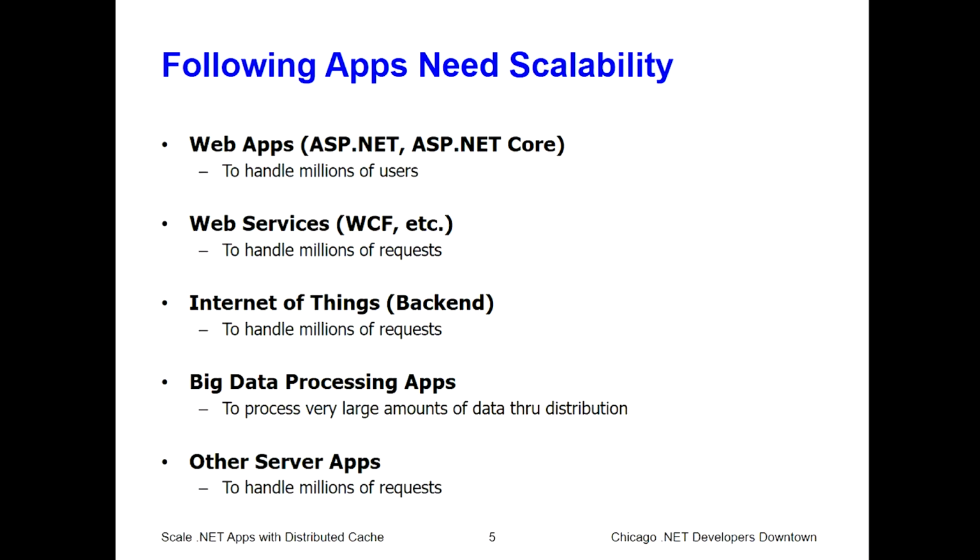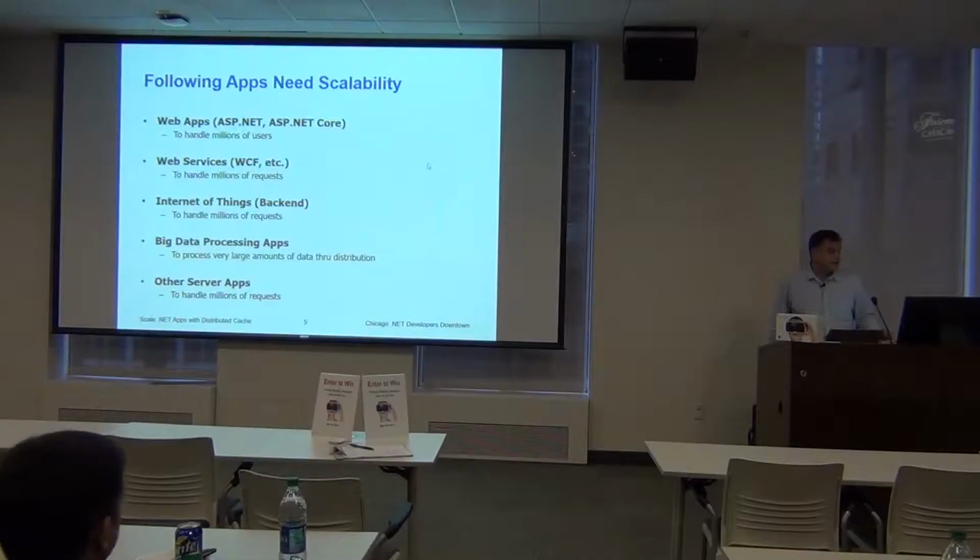Which applications need scalability? These are web applications, ASP.NET, ASP.NET Core now, web services, backend for IoT, which is usually, again, web services, big data processing. Big data processing is not that popular in .NET, but it could be. But at least any big data processing application needs to scale. It needs to be able to handle a lot of transactions in a short amount of time. And any other server applications.